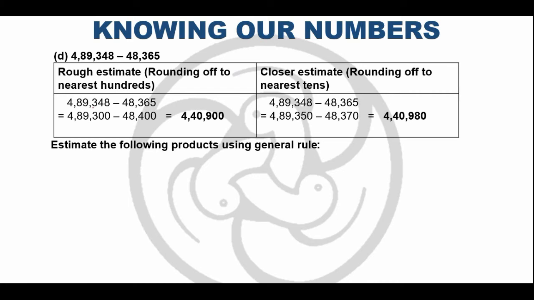So here 3 is the 100 place value. Then you have to look at the right side number, which is 4. 4 is less than 5. That means you have to write the number as it is. So it will become 4,89,300.